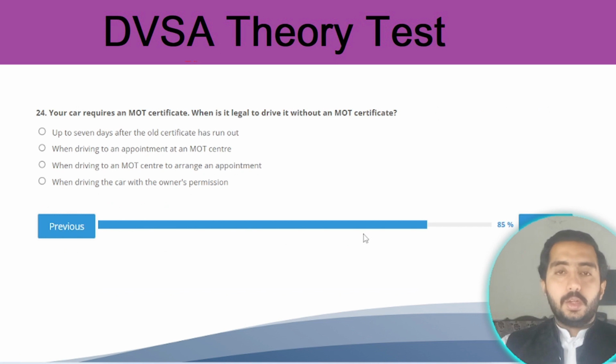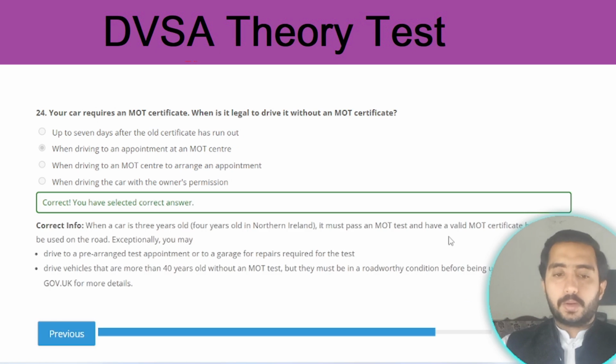Next question. Question number 24. Your car requires an MOT certificate. When is it legal to drive it without an MOT certificate? It is legal when driving to an appointment at an MOT center. Option B is the correct one.